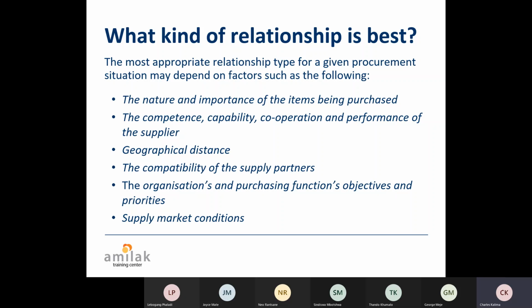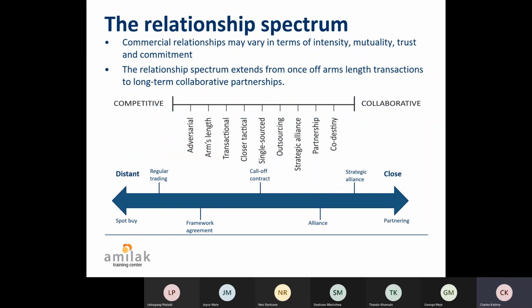Now, the most appropriate relationship type for a given procurement situation may depend on factors such as the nature and importance of the item being purchased, the competence, capability, cooperation and performance of the supplier, then the geographical distance, the compatibility of the supply partners, the organizations and purchasing functions, objectives and priorities, and the supply market conditions. All these will influence the kind of relationship that you are going to have with the supplier.